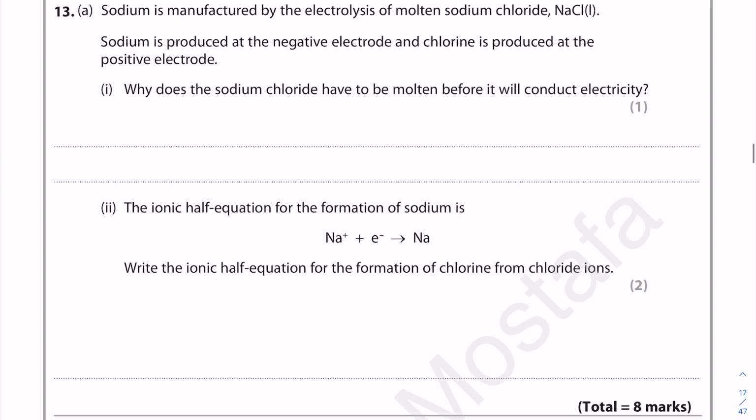طيب question 13. Sodium is manufactured by electrolysis of molten sodium chloride NaCl. Sodium is produced at the negative electrode and chlorine is produced at the positive electrode. Question I. Why does sodium chloride have to be molten before it will conduct electricity? طبعا عشان ions تبقى free to move, so that ions are free to move to conduct electricity.